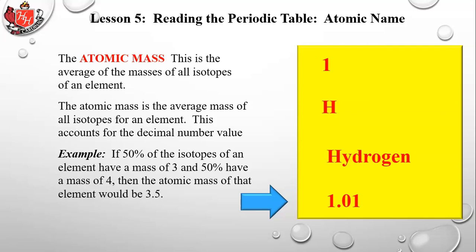So the mass numbers of a particular isotope are whole numbers. But the atomic mass, which is the average of all of the mass numbers of all the different isotopes of that element, can be a decimal because it is an average.